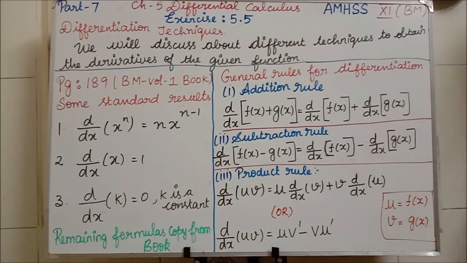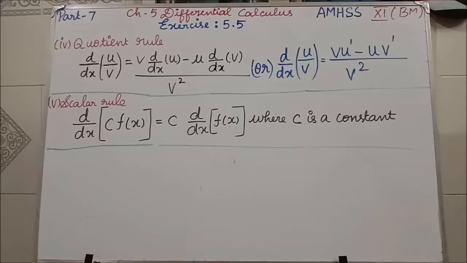Next, still one more rule is there, which is the quotient rule. Now we'll see that. This is the fourth rule, which is the quotient rule. The quotient rule is a very important rule. In most of the problems, we will apply this rule.